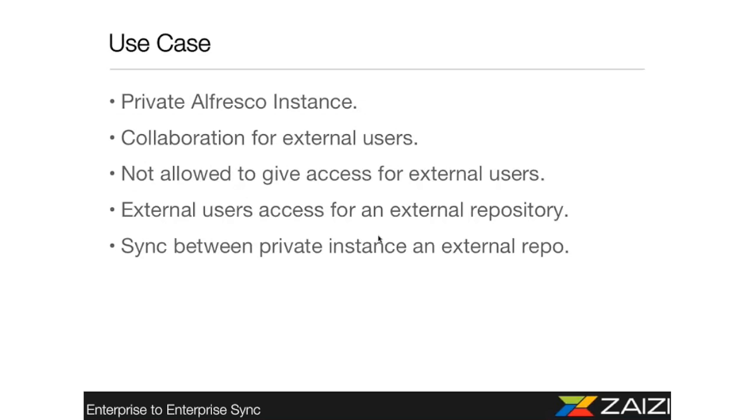So I will show a quick demo for the following case now. We have a private Alfresco instance, and we want to collaborate on some documents with external users, but we don't want to give access to our private Alfresco instance. So we can use this method. Those users already have access to another Alfresco instance that will be used as the remote repository in the same process.